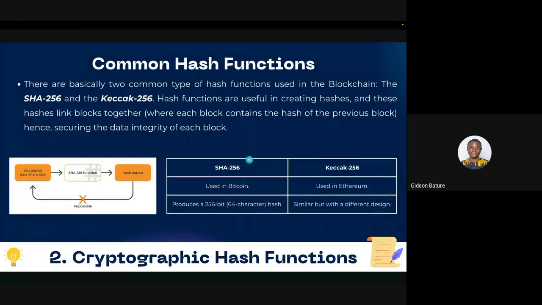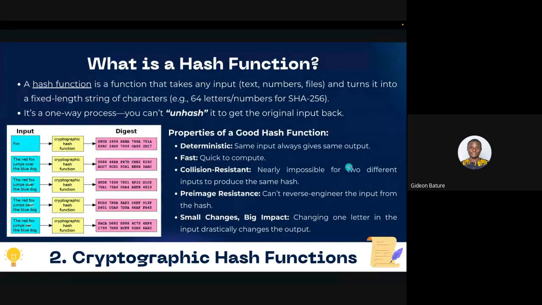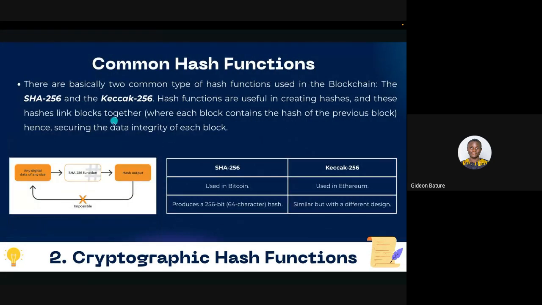All right. So let's look at some common hash functions, because here we have been talking about hash functions. Let's look at some of these common hash functions and know what they are. There are basically two common types of hash functions used in blockchain. When I say two common, it does not mean those are the only hash functions existing. It's just that those are the ones being used the most. The first one is SHA-256, which I've talked a little about before, used by the Bitcoin blockchain. And there's another one called Keccak-256, which is the one used by the Ethereum blockchain.